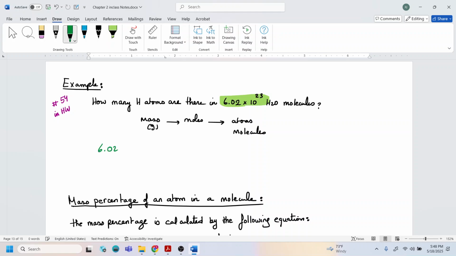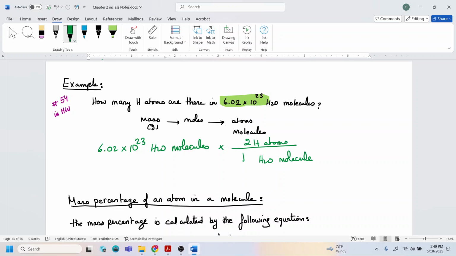So this is going to be your given, 6.02 times 10 to the 23 water molecules, right? I want the hydrogen atoms. So I know that for every one water molecule, the water molecules will cancel out. So one water molecule is made up of two hydrogen atoms.